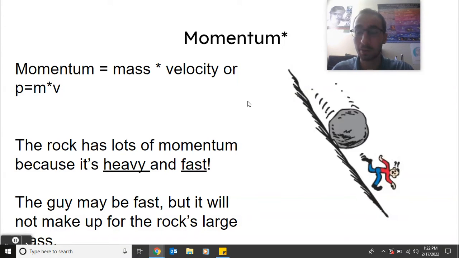So, they say something's momentum is like how much oof it has. We really think about momentum with collisions. So you can think of momentum as how much it'll hurt if you collide with it. Okay? So this guy is getting chased by a rock. He may be very fast, but that rock will kill him, even if they're the same speed, because the rock has a lot more mass. So the mass will make it have a lot more momentum, enough to kill the guy.